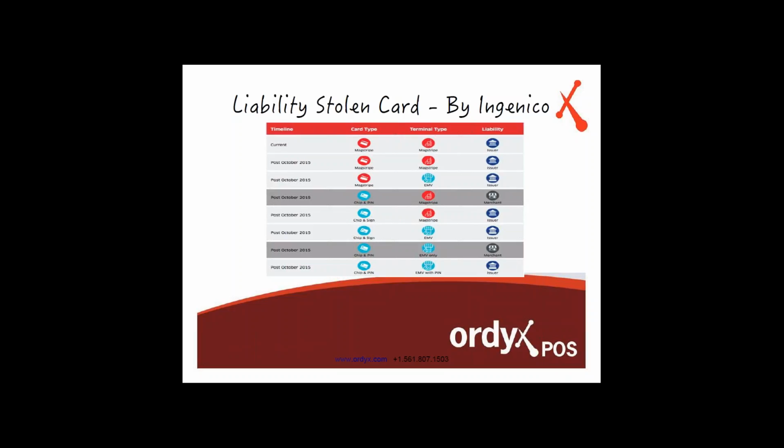And kind of go to the last one here. If it's a chip and PIN card, and you use an EMV transaction with a PIN, then it will be on the issuer's liability. So the summary here kind of goes to the other one.